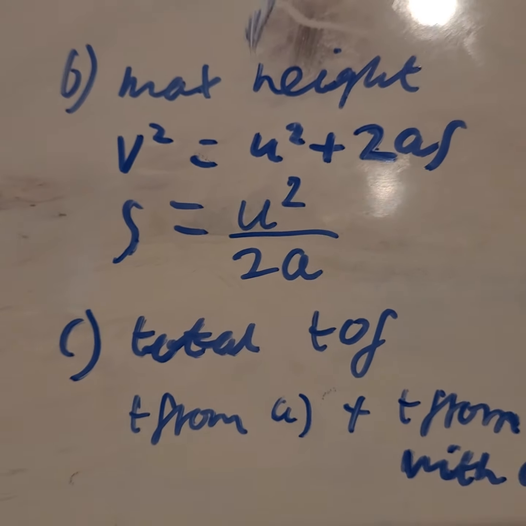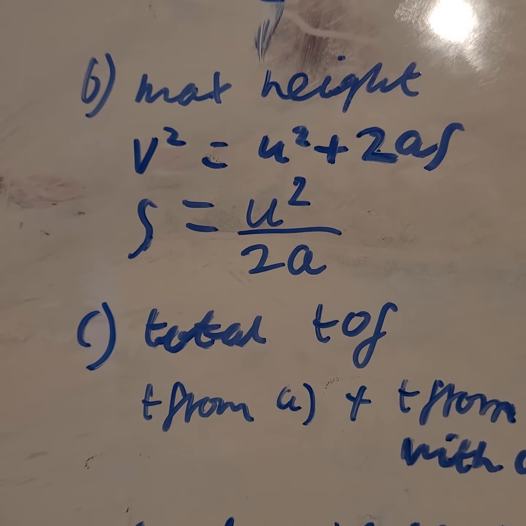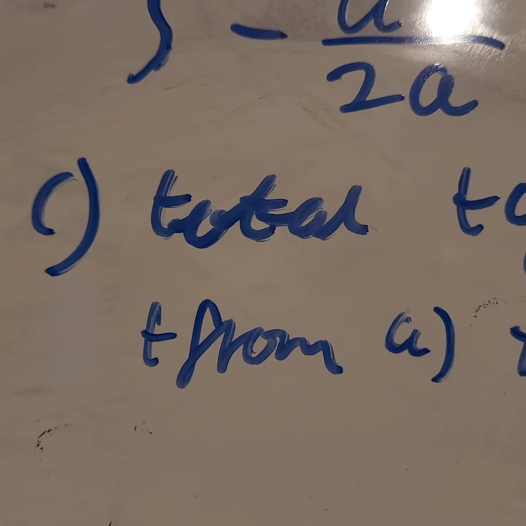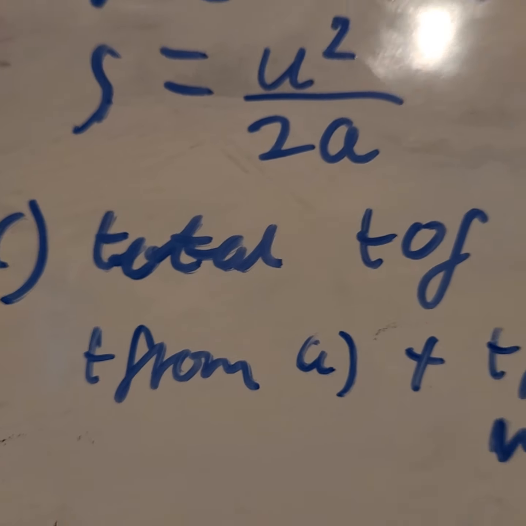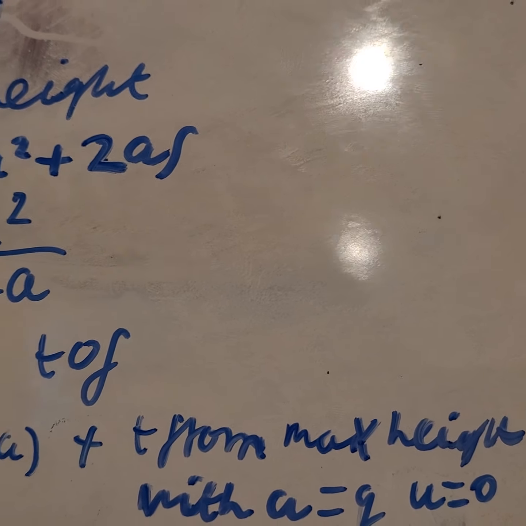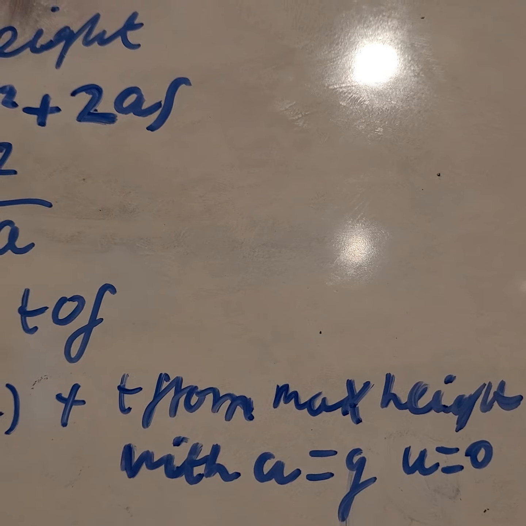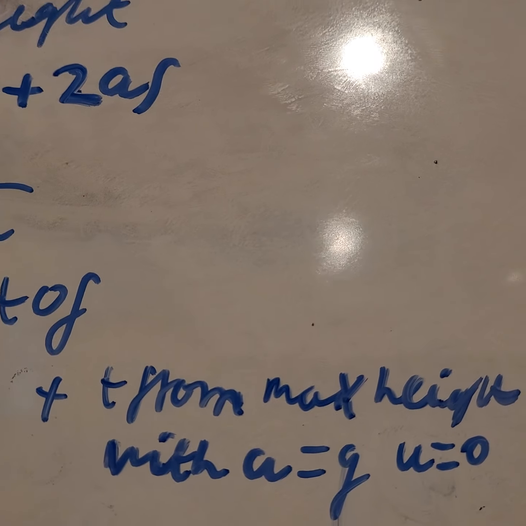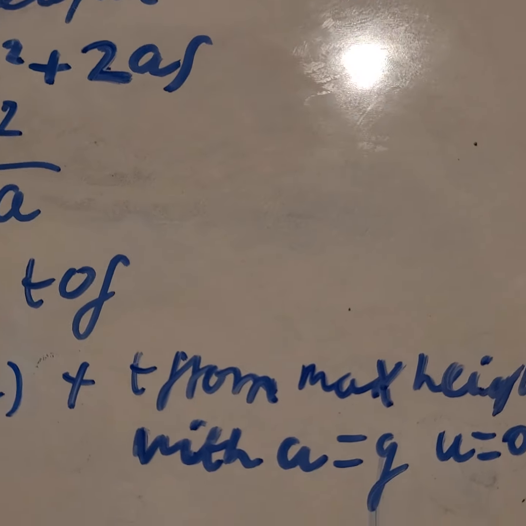The third part of this question asks you to find the total time of flight. To find that, you basically take the time that you solved for in part A and add it to the time it would take to go from the maximum height to the ground with an acceleration equal to g and initial velocity of 0. So I'll just leave that for you to solve.